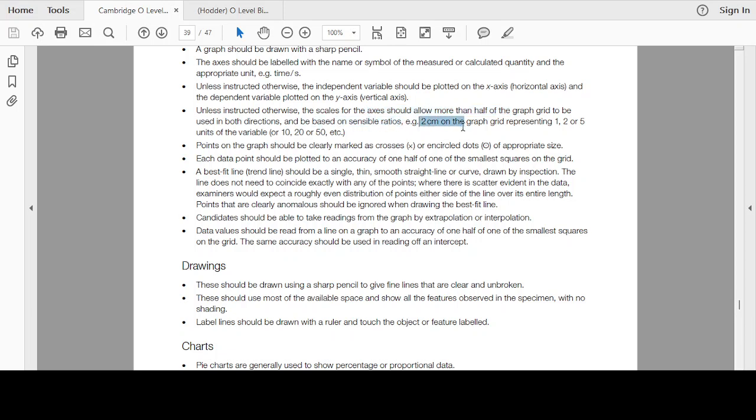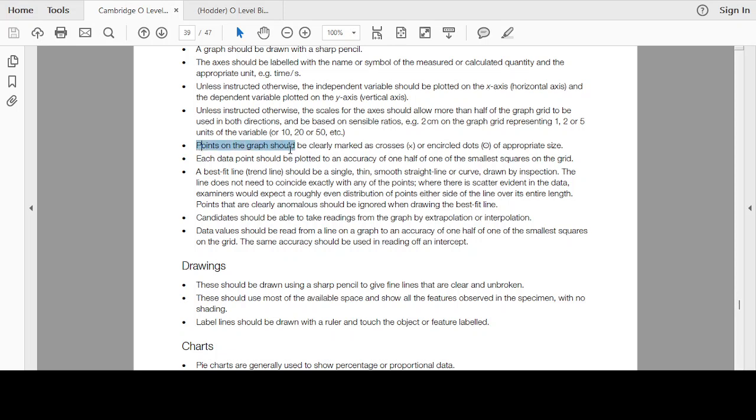So 2 centimeters on the graph grid representing 1, 2, or 5 units. So make it easy to use, right? Don't put in such a scale that would be difficult to process. So you know that 2 and 5 can work together, 1 and 2 and all these. If you're putting in something like 7, that would become a little tricky to read off the graph, or putting in 3.